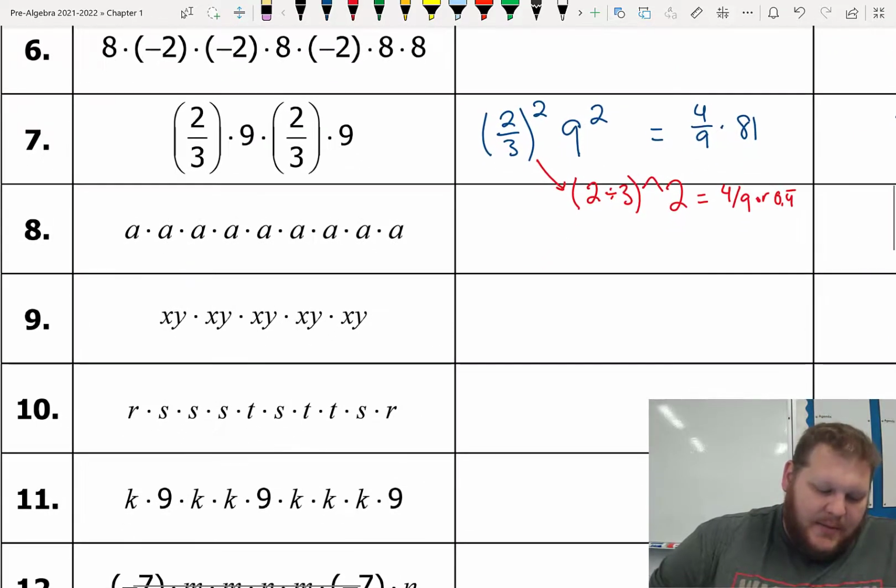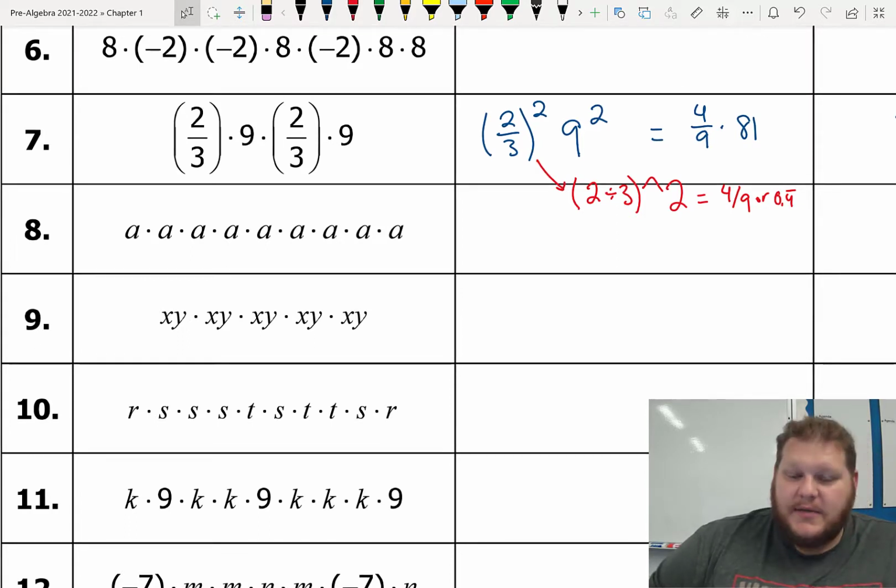Okay, hopping on down to number 9. Number 9, we've got xy times xy times xy times xy times xy. So this one, we start obviously throwing some variables in there. We've got some unknown values. For these, it does not make a difference what my base is. It can be a number. It can be just a variable, an unknown. I still have xy being multiplied together a total of 5 times.